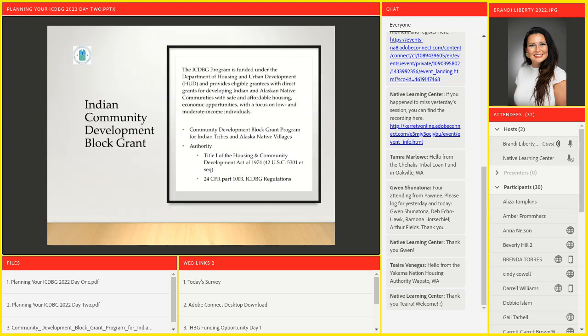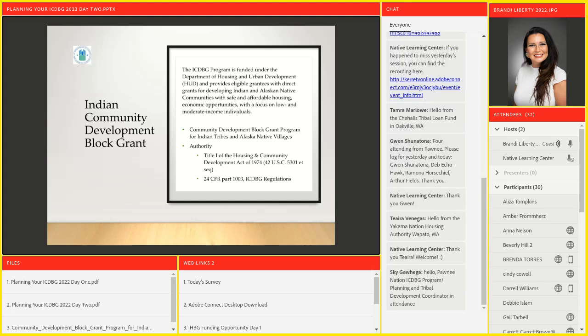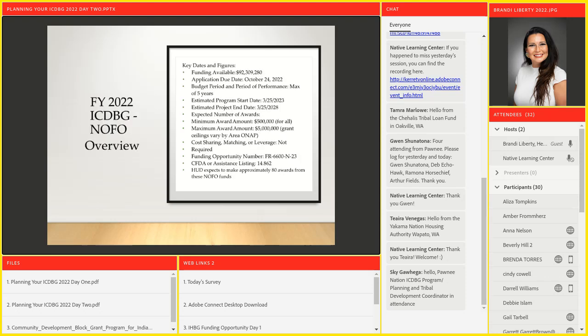So just a little refresher of what the ICDBG program does. It is funded by the Department of HUD and provides eligible grantees with direct grants for developing Indian and Alaskan Native communities with safe and affordable housing. The ICDBG regulations can be found at 24 CFR Part 1003, and it is also authorized by Title I of the Housing and Community Development Act of 1974. So that's a little refresher from yesterday, so you have an idea of the overview of the ICDBG program.